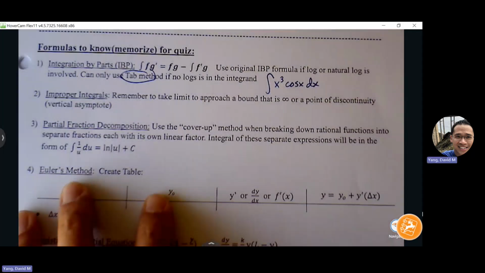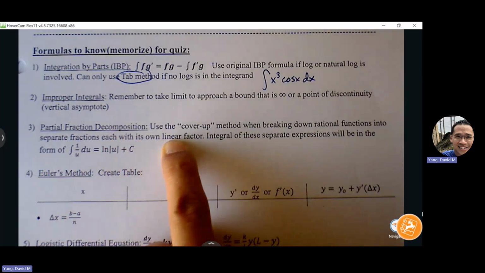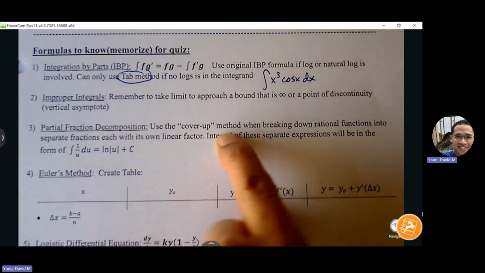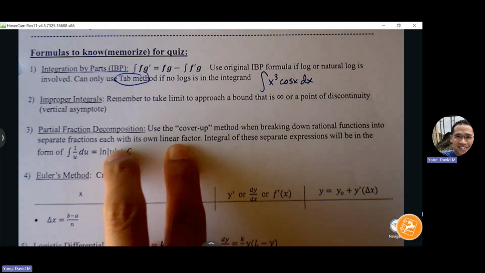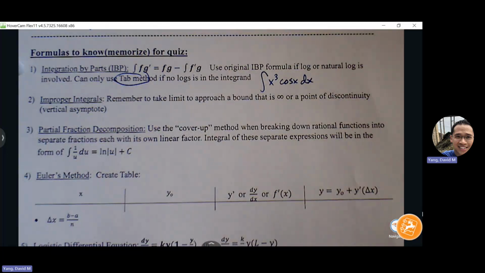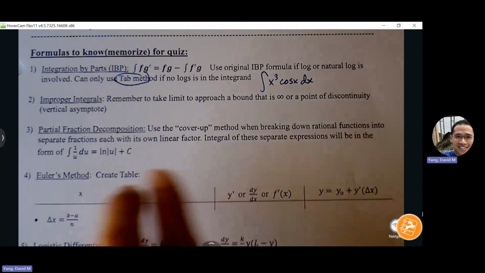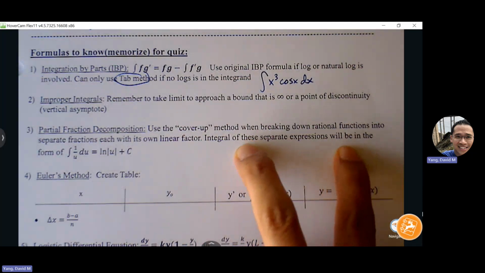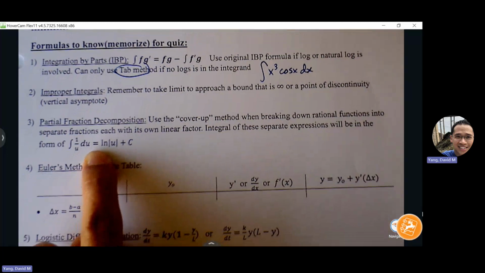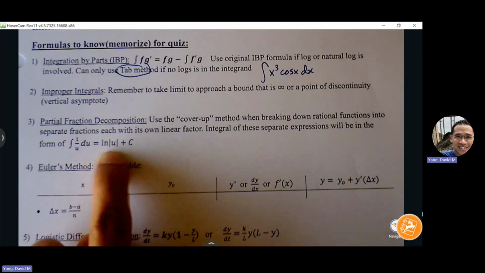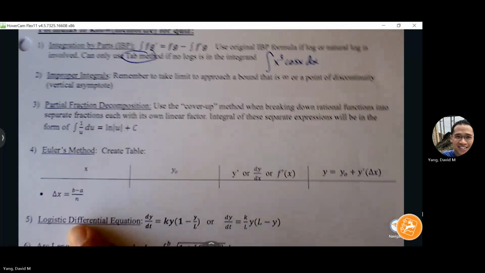Right. Partial fraction decomposition. This is good for whenever we're trying to break down a rational function into separate fractions, each with its own linear factor, that will allow us to split up a messy problem into smaller ones. And we use the cover-up method. Usually when you do that, you're able to split them up into something that you can apply 1/u du for the natural log rule.